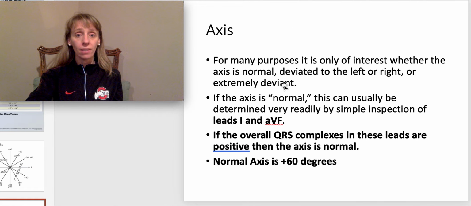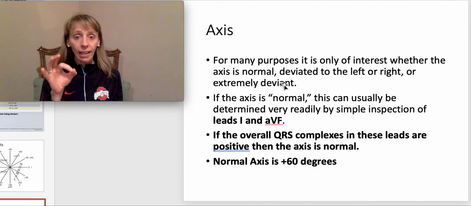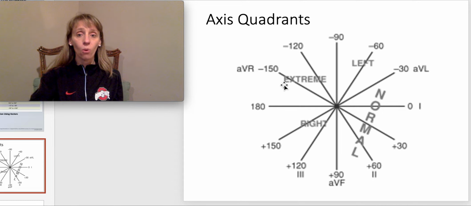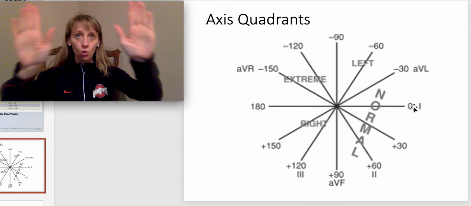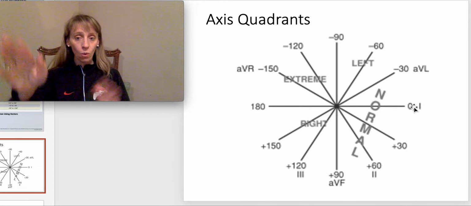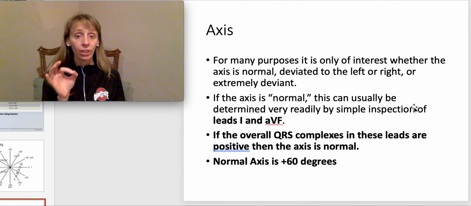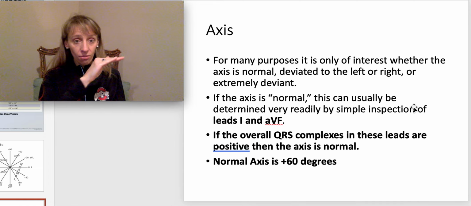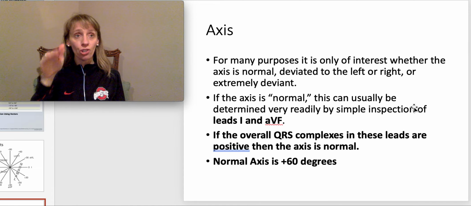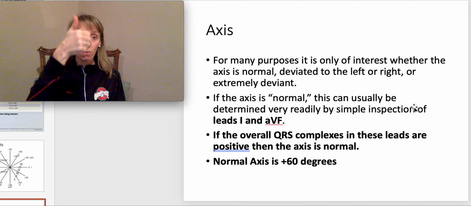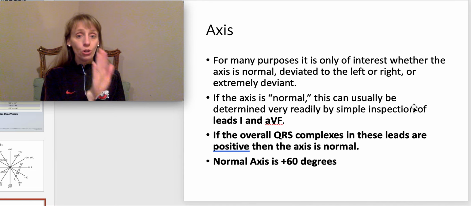So in order to do this, I want you to write down or highlight lead 1, Roman numeral 1, and the augmented AVF, right? So lead 1 and AVF. So over here on this picture, here's my lead 1, and down here is AVF. So when you're looking at the 12 lead on the paper, you only look at lead 1 and AVF, and what are you looking for? Very simple. The only thing you're looking for is if the ECG tracing in lead 1 is positive, right? The P wave is positive, the QRS is positive. Do the same thing for AVF.